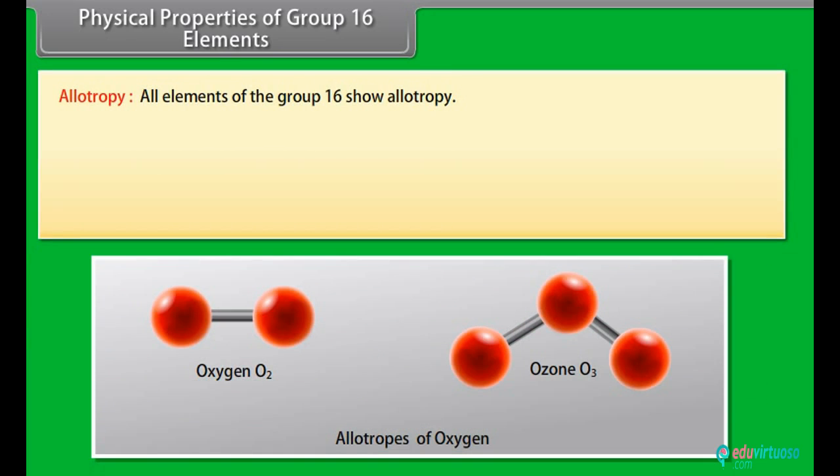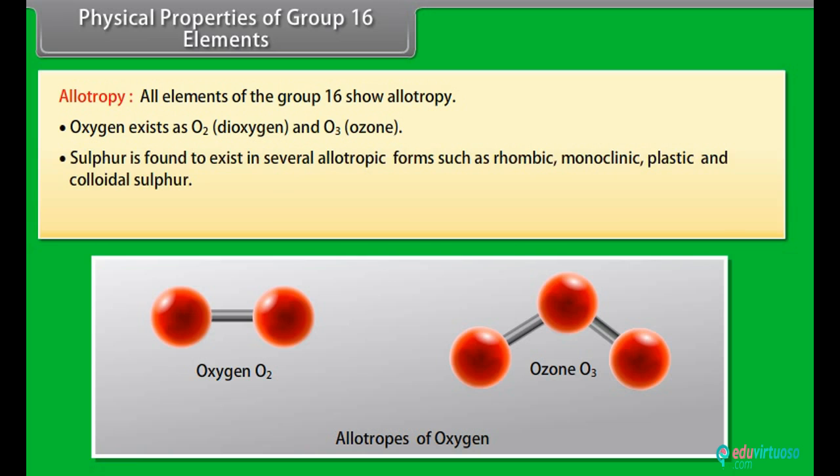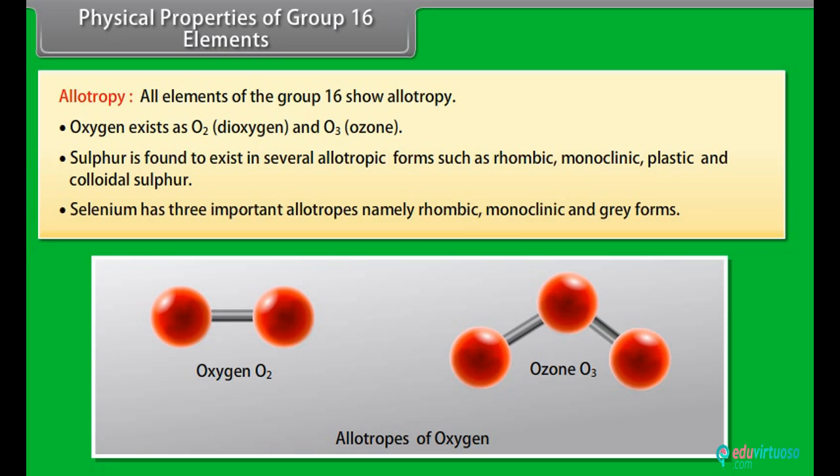Allotropy. All elements of group 16 show allotropy. Oxygen exists as O2 and O3. Sulfur is found to exist in several allotropic forms such as rhombic, monoclinic, plastic and colloidal sulfur. Selenium has 3 important allotropes, namely rhombic, monoclinic and gray forms.